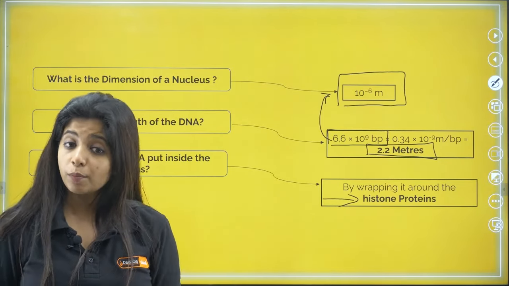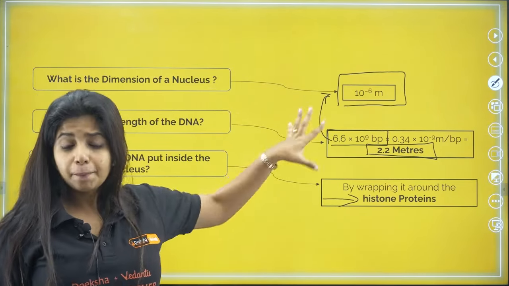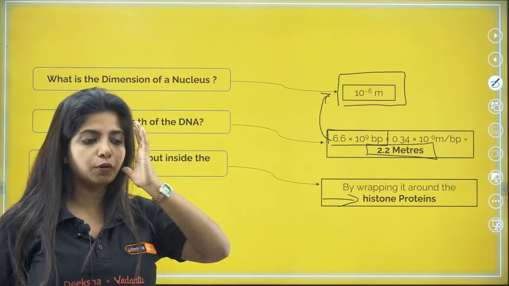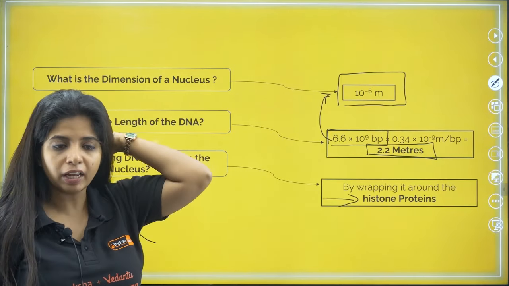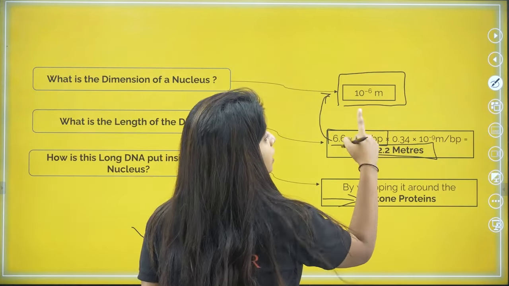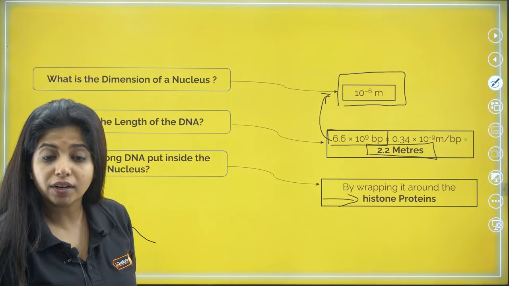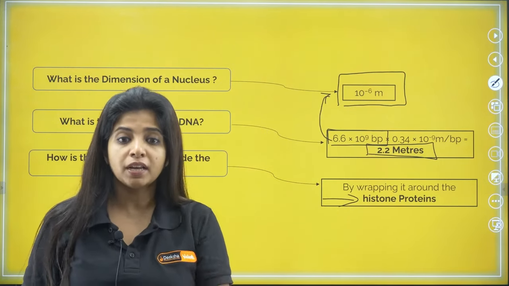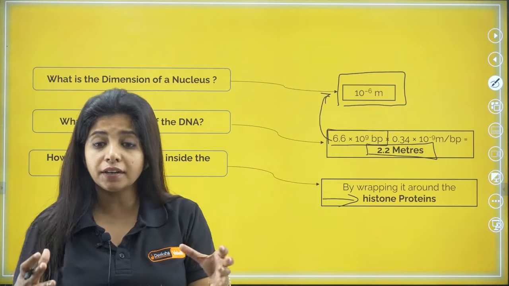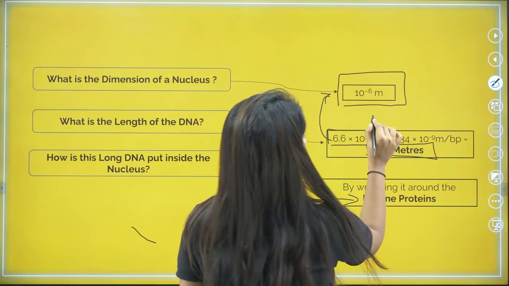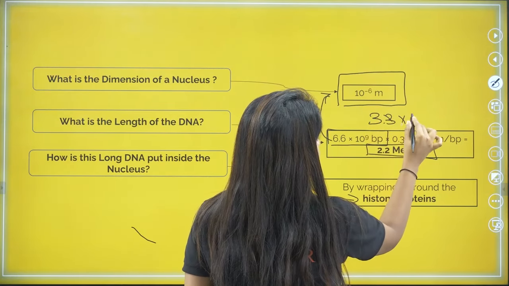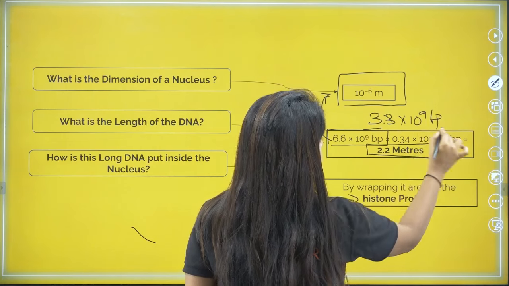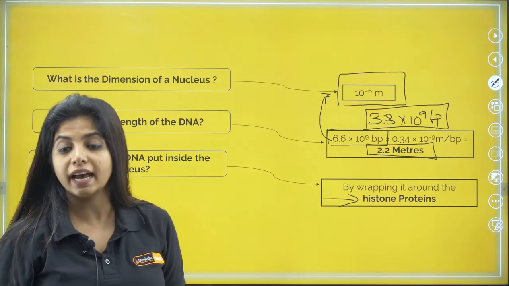And now this is also one very important question. The diploid content of base pairs in our body is what? 6.6 into 10 to the power 9 base pairs. What is the haploid content? For example, if we are talking about sperm or egg, what will be the content of base pairs out there? It will be half of it, which is 3.3 into 10 to the power 9 base pairs.